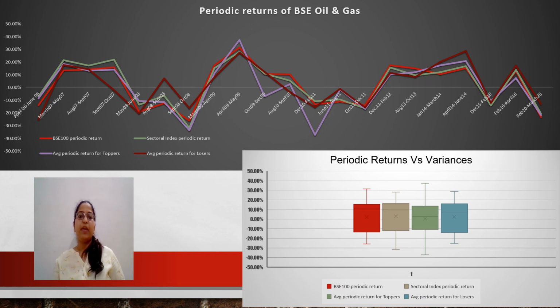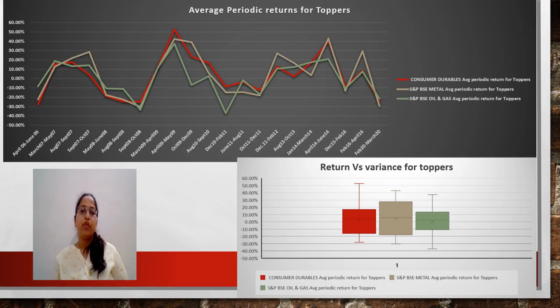BSE oil and gas has remained highly volatile, just like the metal shares, and followed the same trend. The sector index has given returns more than the top 3 performers, except for the period August 2013 to February 2015. In variance, we see that the average period return for toppers has the least variance, which is preferable to those who have high risk aversion characteristics. The average period return for toppers has not shown any significant result before 2011, but after 2011 it is seen that the BSE metal average period return for toppers is higher than the other two.